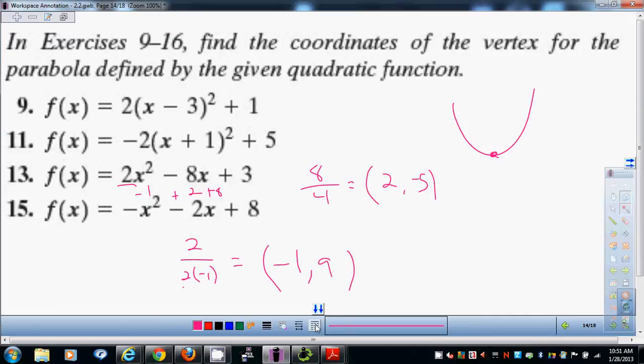Now you can FOIL them out and do all that if you want to, but where's my horizontal shift? On number 9, where's my horizontal shift? Right 3, where's my up shift? There's your vertex. If they're factored like that, then they're even easier. Where's my horizontal shift going to take me? Where's my vertical shift? And there's that vertex. You only even have to use that negative b over 2a stuff if it's in standard form.